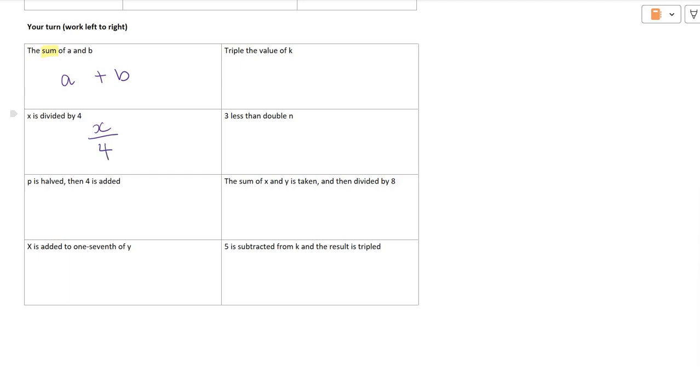We're then going to move over to these ones on the right. They're a little bit easier. We've got triple the value of k. That's 3 times k, and we get rid of that multiplication, which gives me 3k.